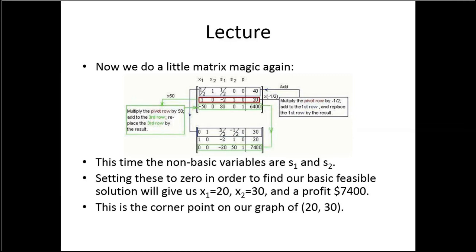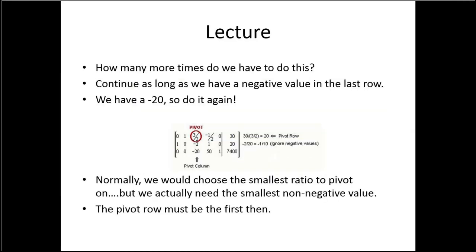So this is the point on the graph, which I'm not going to go back to because I know that's getting kind of confusing. But if we make 20 of the first kind of widget and 30 of the second kind of widget, we'll have a profit of $7,400. As long as we have a negative value in the last row, we need to keep pivoting. So the final pivot, we hope the final pivot, is along -20.